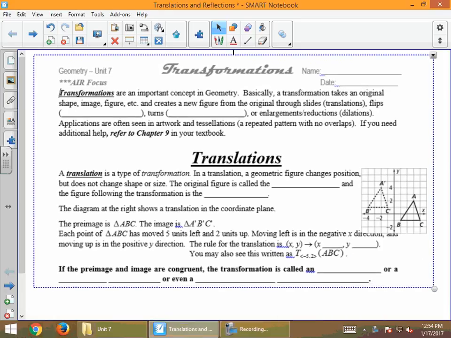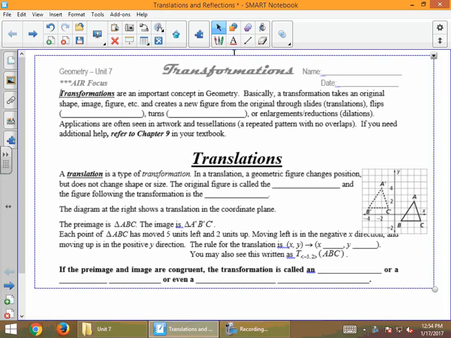So, again, this unit is about transformations. The first transformation we're going to talk about is translations. Some important vocab before we dive into it. Transformations are an important concept in geometry. Basically, a transformation takes an original shape, image, figure, etc.